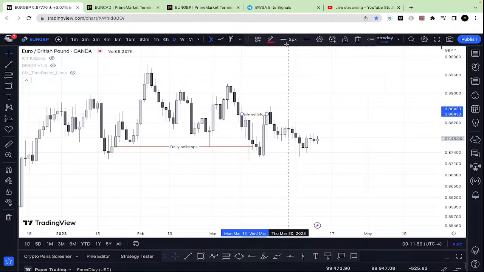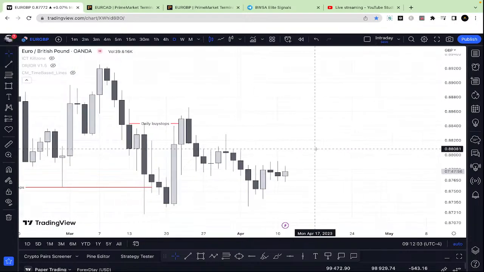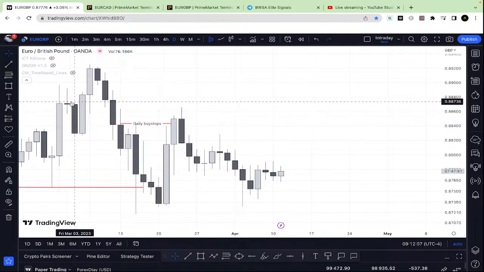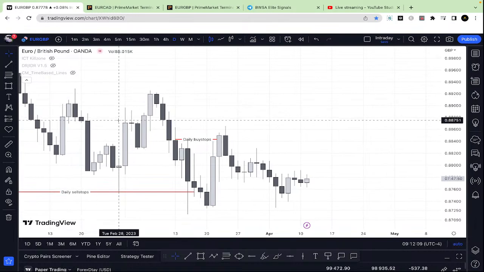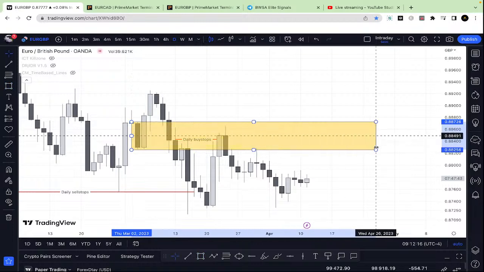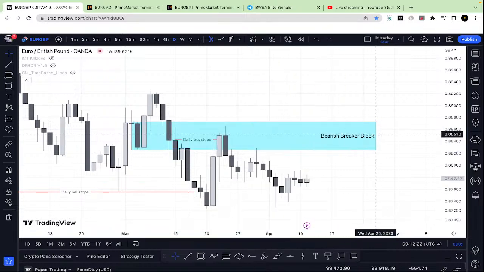Taken right here. Change the template. So we have buy side, sell side taken right there. This clearly was coming down from this breaker, this daily breaker right here. So we could draw that in. Daily breaker. So we got a breaker right there.